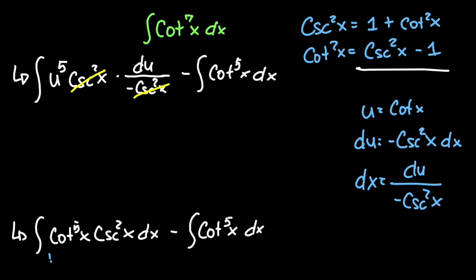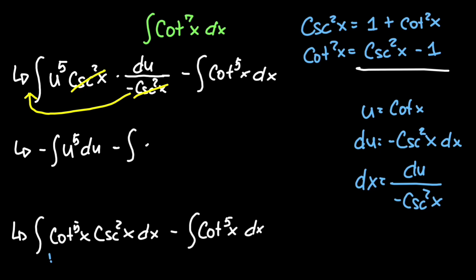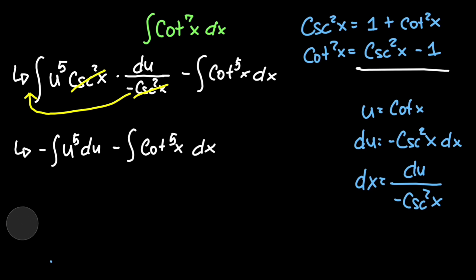Cosecant squared of x would cancel each other out and put the negative sign outside the integral. So you are left with negative integral of u to the power of 5th of du minus integral of cotangent to the power of 5x dx. So this would be negative u to the power of 6 over 6 minus the integral of cotangent to the power of 5x.